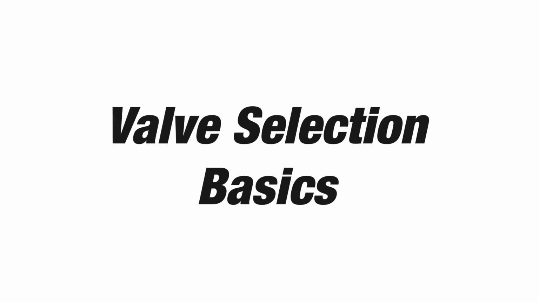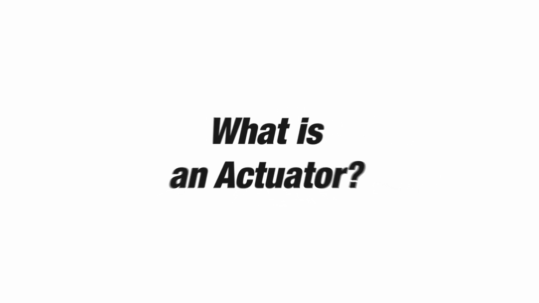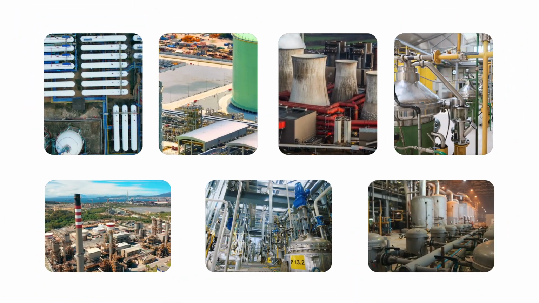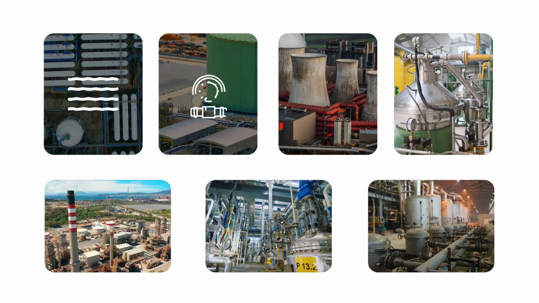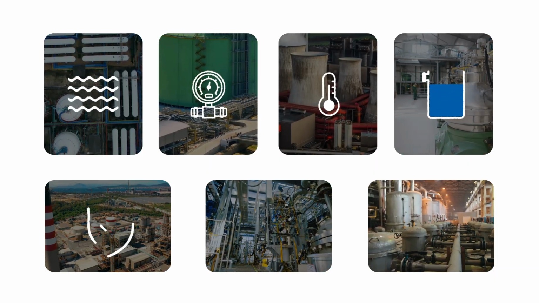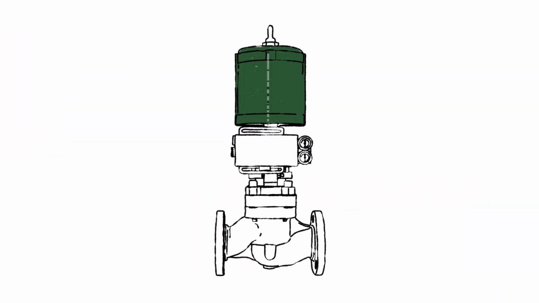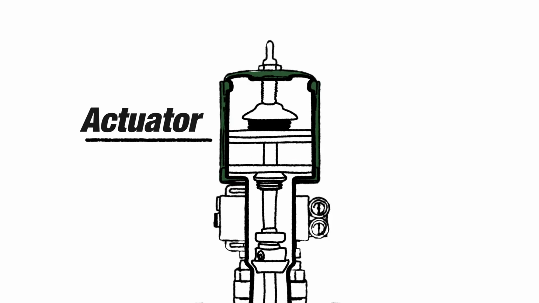Valve selection basics. What is an actuator? In industrial processes, control valves regulate flow, pressure, temperature, and level, ensuring systems operate safely, efficiently, and reliably. But a control valve cannot move on its own. That's where the actuator comes in.